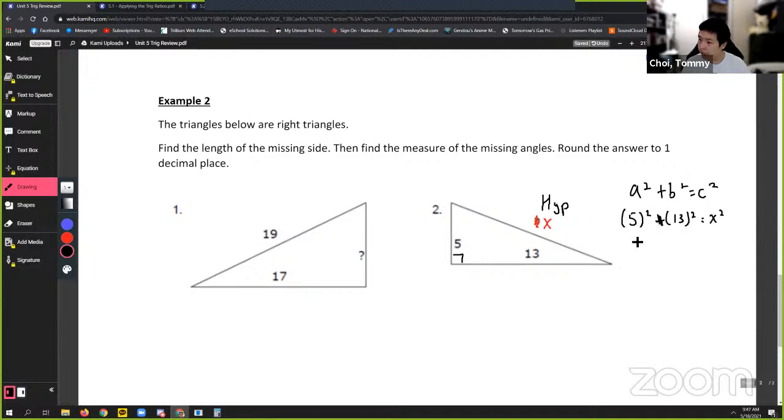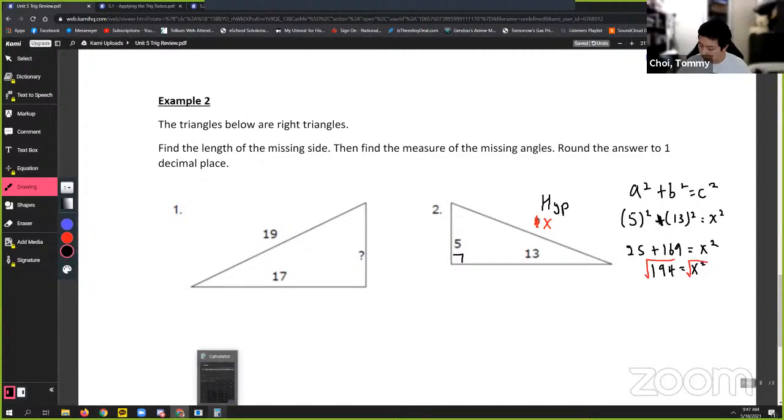I'm going to plug that in there. Then I solve it. So 5 squared is 25, 13 squared is 169, and then x squared is x squared. We combine these two here, we get 194 is equal to x squared. And then we can square root that on both sides to get rid of the square.